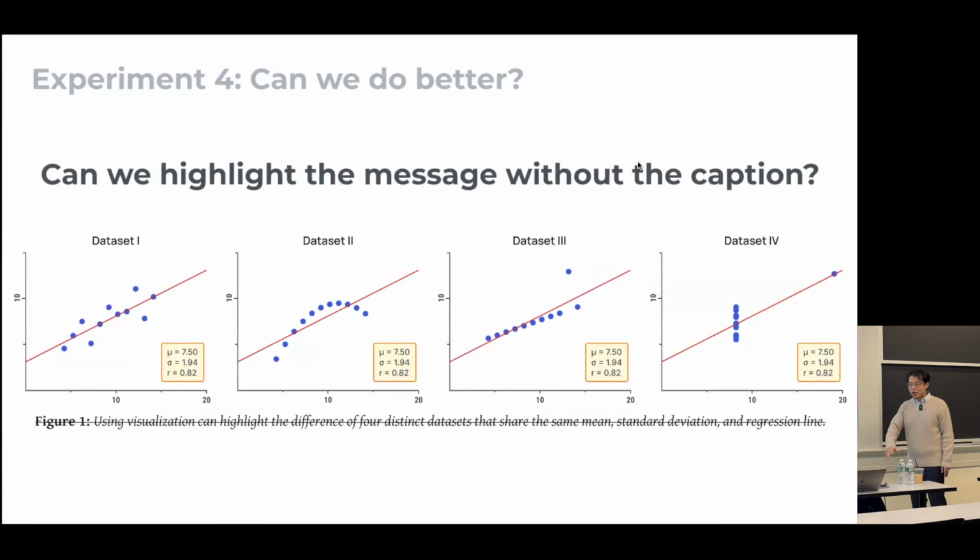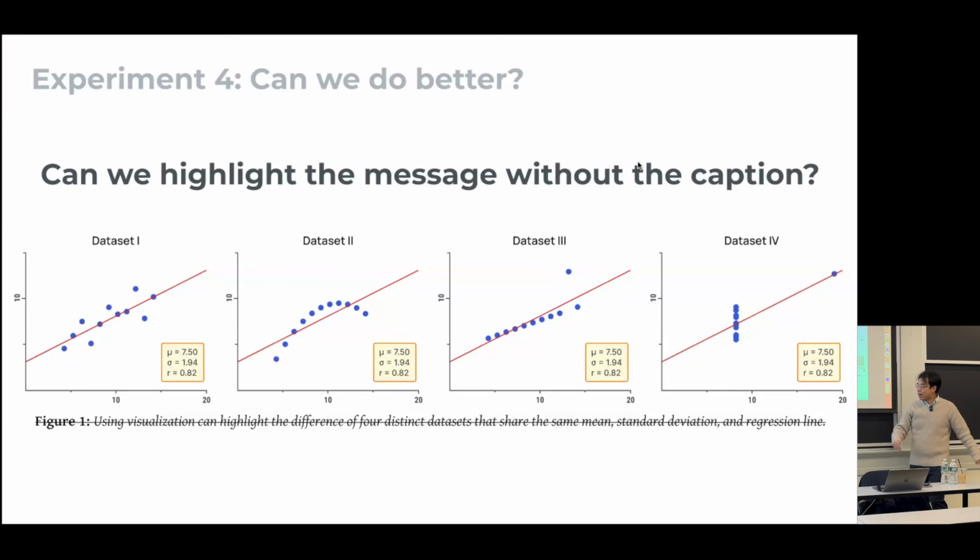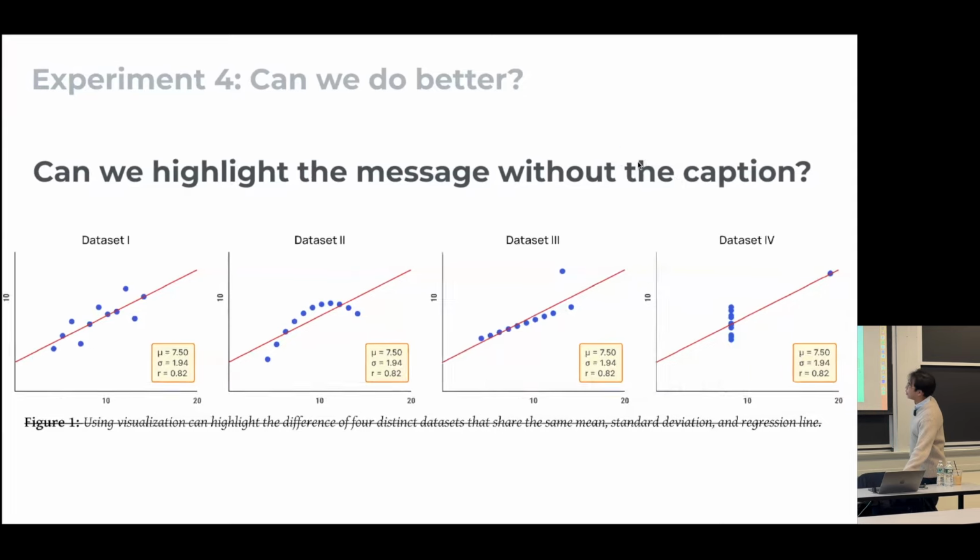If you only have 5 minutes to submit the paper, then you should just do this, right? But if you have more time, please do something with the visuals, following the excellent points just mentioned by the people here. So, can we highlight the message without the caption?